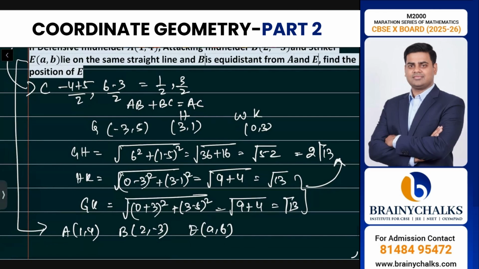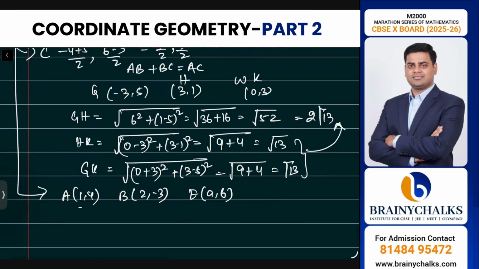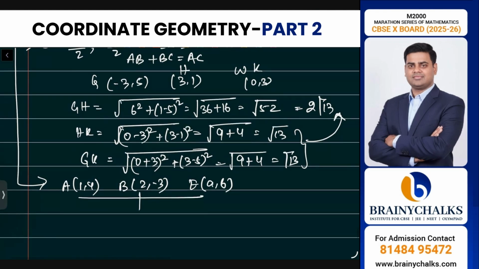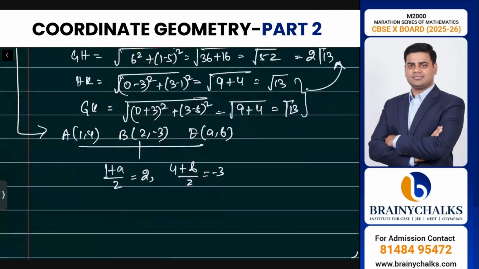If B is equidistant from A and E, so B is the midpoint. So I can say (1 plus a)/2 equal to 2, (4 plus b)/2 equal to -3. a equal to 4 minus 1, that is 3. b equal to -6 minus 4, that is -10. So the coordinates of E will be (3, -10). Understood?